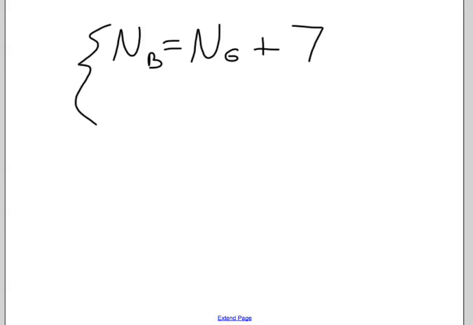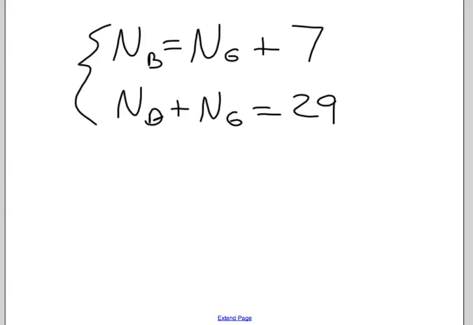Okay. Example 2. The number of boys in Sarah's class exceeded the number of girls. You have the number of boys. Number of girls would be equal if we did what? Added 7 to the girls. And then if there was a total of 29 in the class, that's the number of boys plus the number of girls would equal 29. Again, use your substitution property there by plugging in and solving.